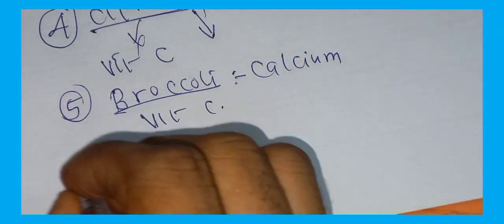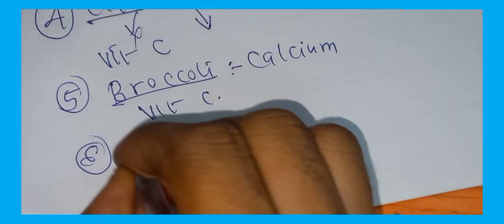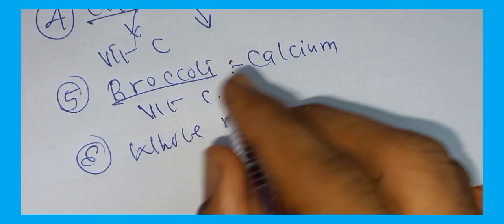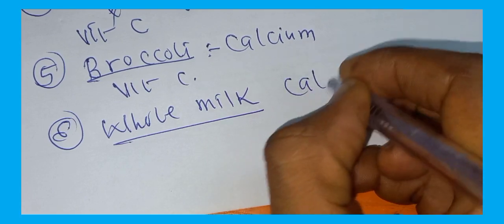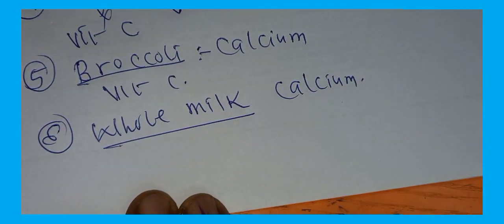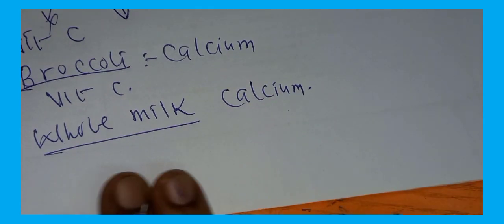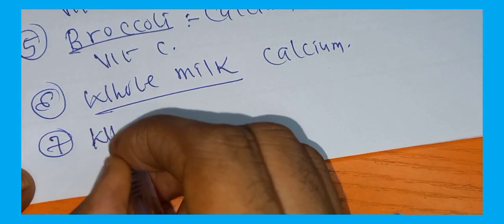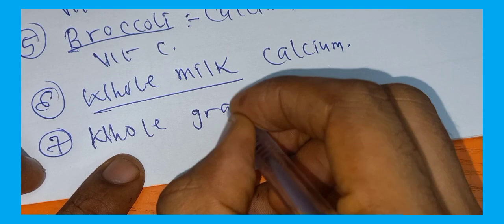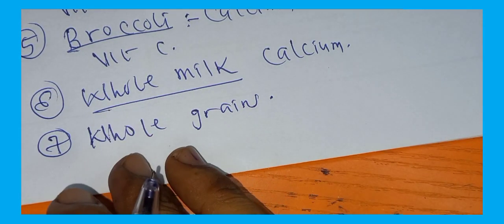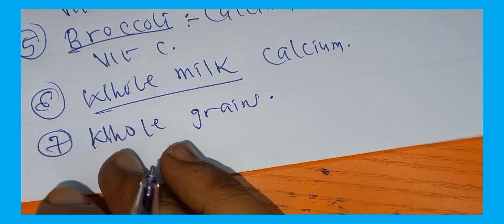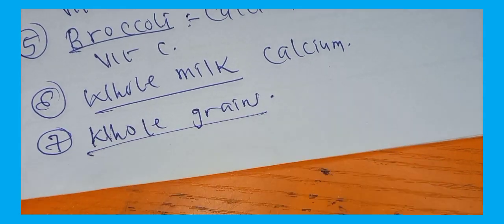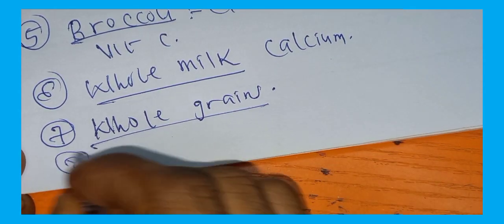Number six food that boosts fertility is whole milk. Whole milk is rich in calcium, which assists your fertility. Number seven food that boosts fertility is whole grains. Whole grain products contain an amount of complex carbohydrates, an essential aspect of fertility boosters.